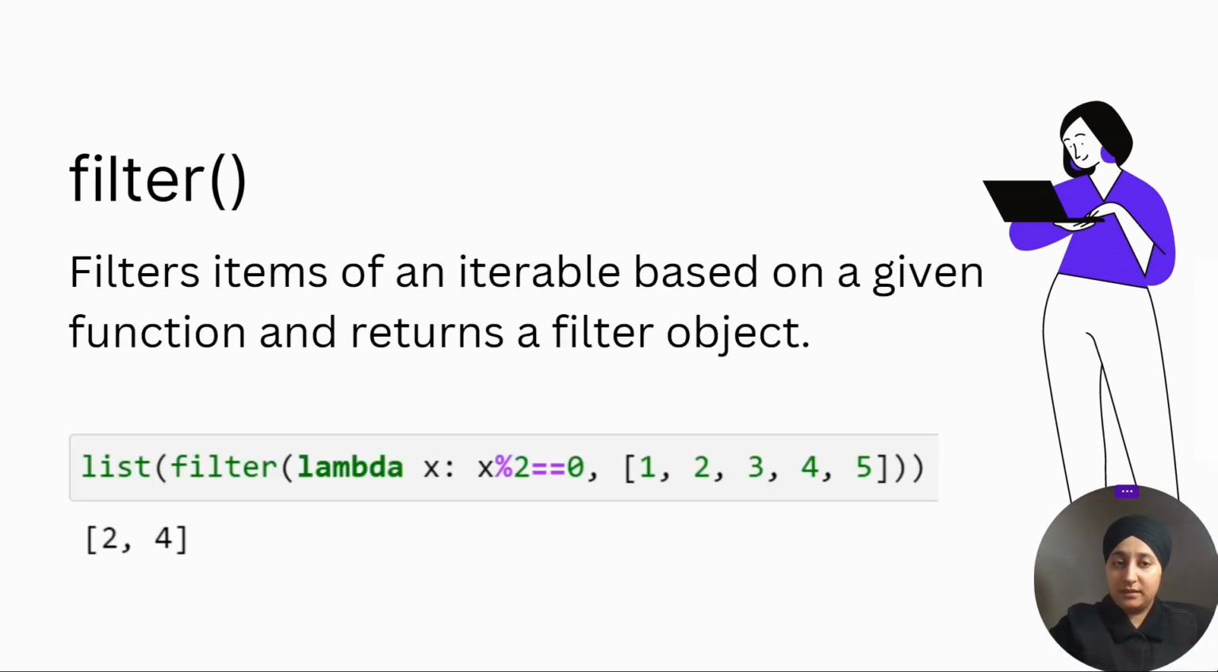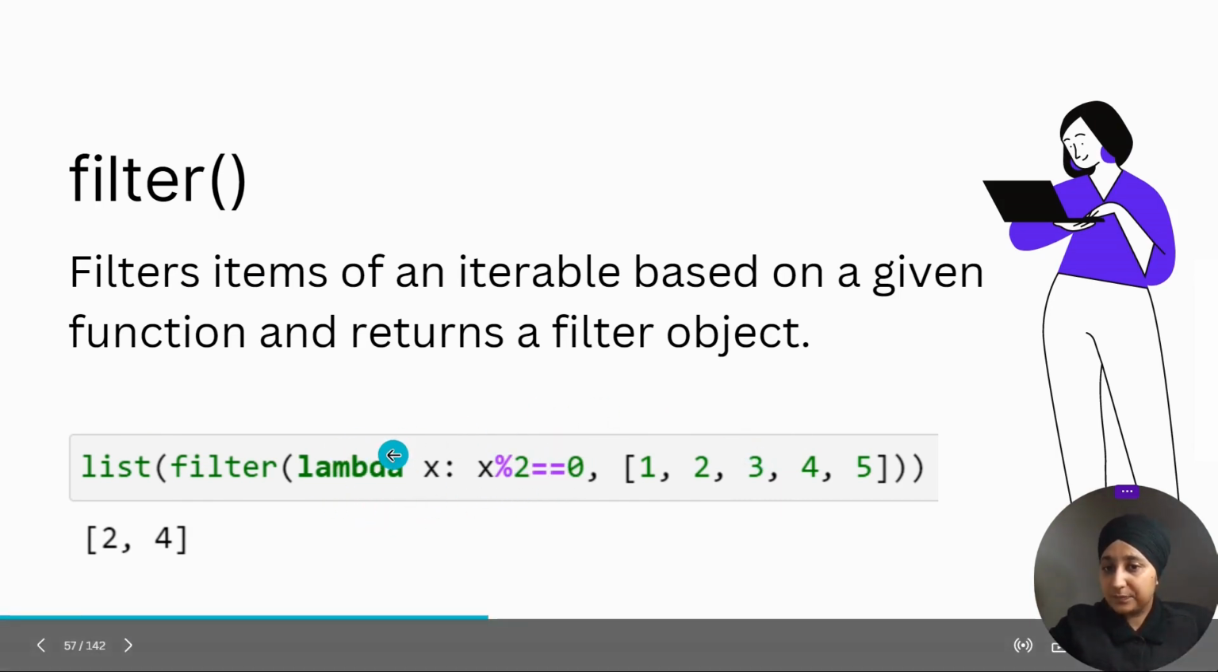Filter. This function filters items of an iterable based on a given function and returns a filter object. You can see here the filter function, I am using it with lambda. The lambda function we will do in a new slide, or we can say in a new video. A simple explanation about the lambda function: here we are using the filter function, which filters items of an iterable, this iterable here, based on the given function. The given function is this. Here we are using a lambda function, right?